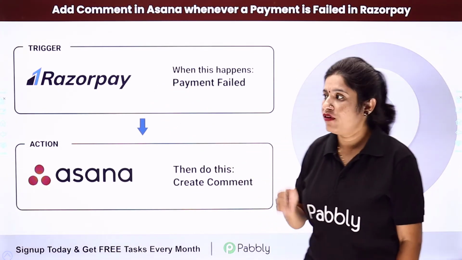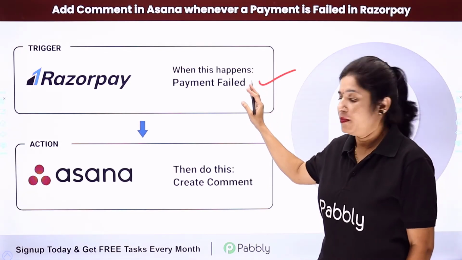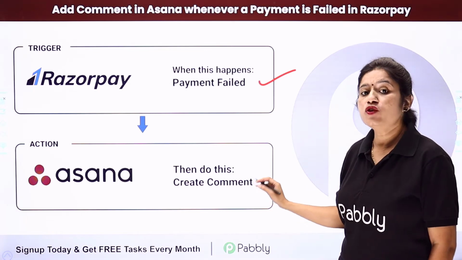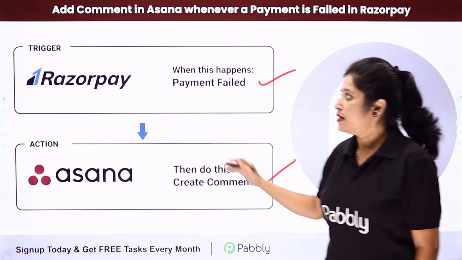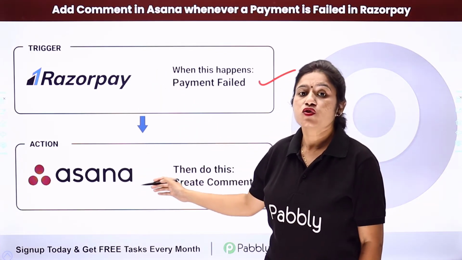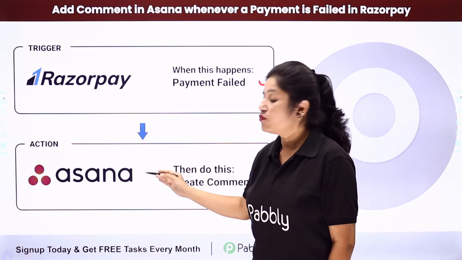Now you want that whenever a payment is failed, automatically using the details of the failed payment, a new comment should get created into a specific task in your Asana account. For that, you need to integrate your Razorpay account with Asana. So here your trigger application would be Razorpay and your action application would be Asana.